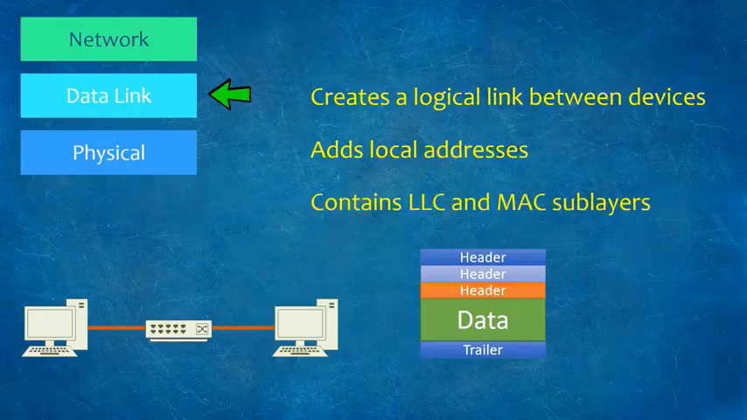The data link layer is special as it contains two sublayers. The logical link control sublayer is responsible for translating between the network layer and the data link layer. The media access control sublayer is the part that's responsible for adding headers and trailers to the packet, creating the frame. It's also responsible for error correction.